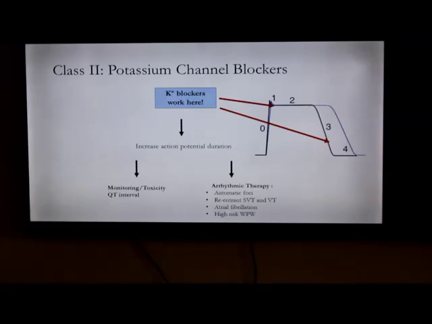It's actually very effective in most types of arrhythmia: automatic foci, reentrant, SVT, VT, patients with atrial fibrillation, and sometimes high-risk WPW. Examples are mainly two, amiodarone and sotalol. They both work for both atrial and ventricular arrhythmias. You need to know all the side effects of amiodarone, the acute and the chronic, and they're both pro-arrhythmic because of QT prolongation. Any questions on potassium channel blockers?